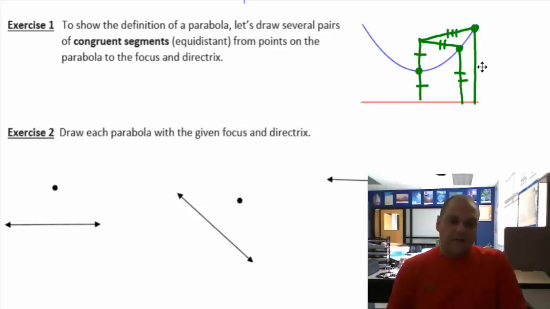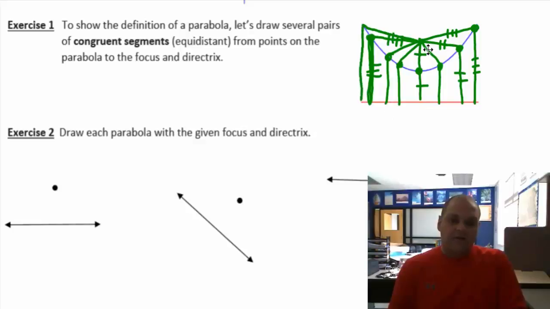From focus to here is the same as there to there. And if they are, it's a parabola, and if they aren't, it's not a parabola. We could just keep doing that forever. You go to the parabola and then to the directrix. From the focus to the parabola, from the parabola to the directrix. And you just keep making congruent segments.